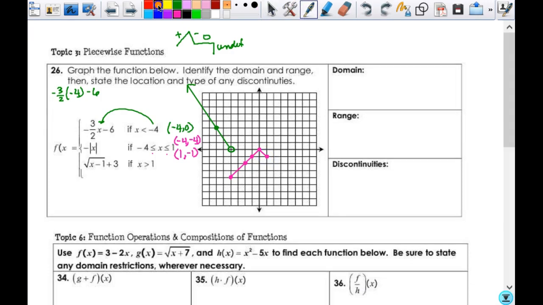Then I do the third piece. So I substitute in the 1 here. So 1 minus 1 is 0. Square root of 0 is 0. Then 3. So the ordered pair is 1, 3. But that will be an open circle because it's not equal to. So I go to 1, 1, 2, 3. Open circle here. And it's going to be square root.